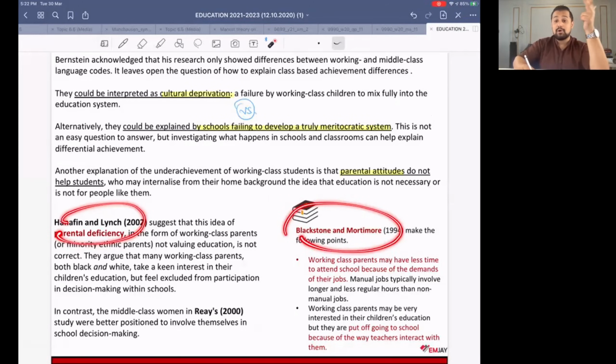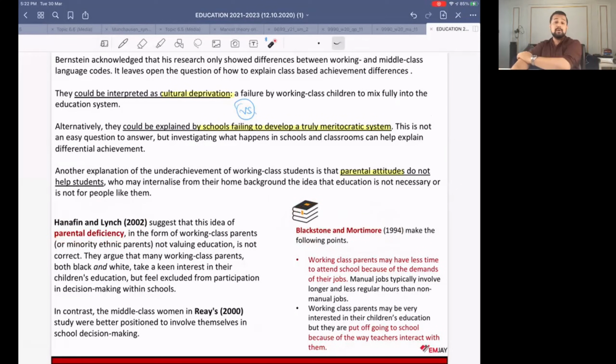According to Blackstone and Mortimer, again, working class parents, before we start blaming working class parents for all of this, have we even wondered if the jobs that they do even allow them to show their involvement in the child's education? There's a possibility that they do want to, they feel like participating, but their jobs don't really allow them or give them enough time.